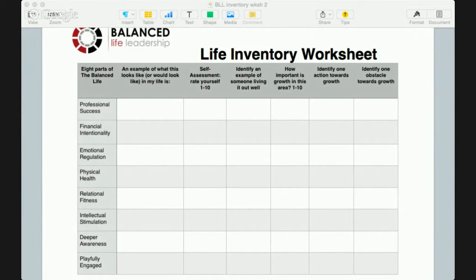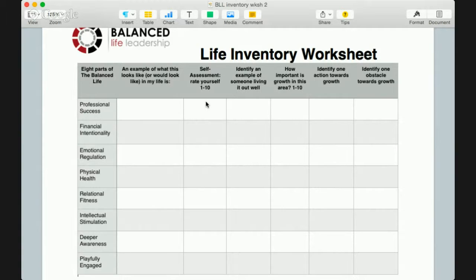The next column to the right is where you would assess where you're at in that particular category. So self-assessment: how would you rate yourself 1 to 10? 1 meaning very low, 10 meaning very high. If you feel like you are being very professionally successful in your life right now, you'd say, hey, I'm a solid 8. If you feel like you're failing or struggling in that area, you'd say that's about a 2 or 3. I'm not doing what I need to do to grow in that area. And go down through each of the components and give yourself a score.